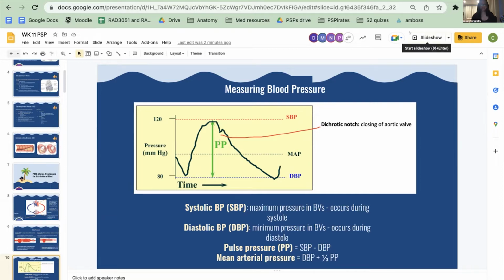And just on that graph, you can see there's something called the dicrotic notch. If you follow the graph, you can see that little increase in blood pressure happens when the aortic valve closes and kind of pushes up a little bit, so you get this little increase in pressure.